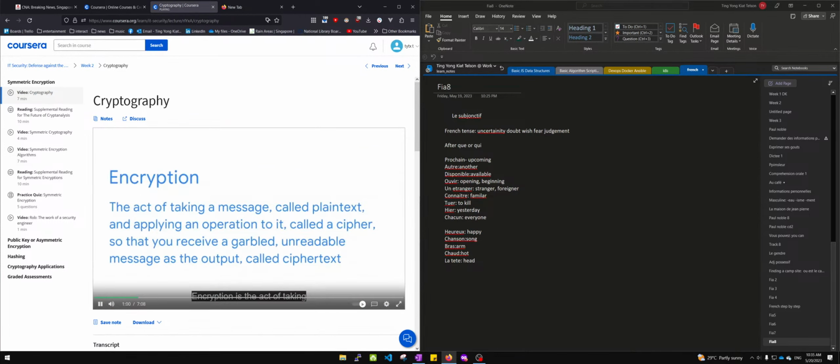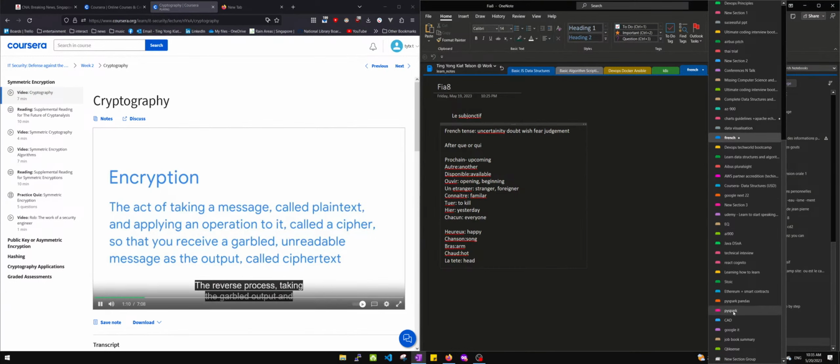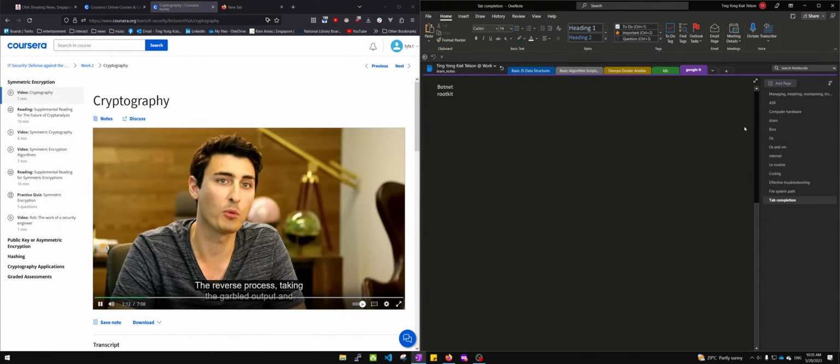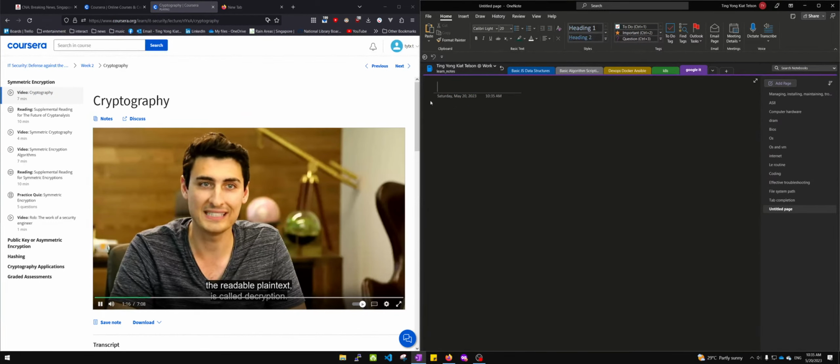Encryption is the act of taking a message, called plaintext, and applying an operation to it, called a cipher, so that you receive a garbled, unreadable message as the output, called ciphertext. The reverse process, taking the garbled output and transforming it back into the readable plaintext, is called decryption.